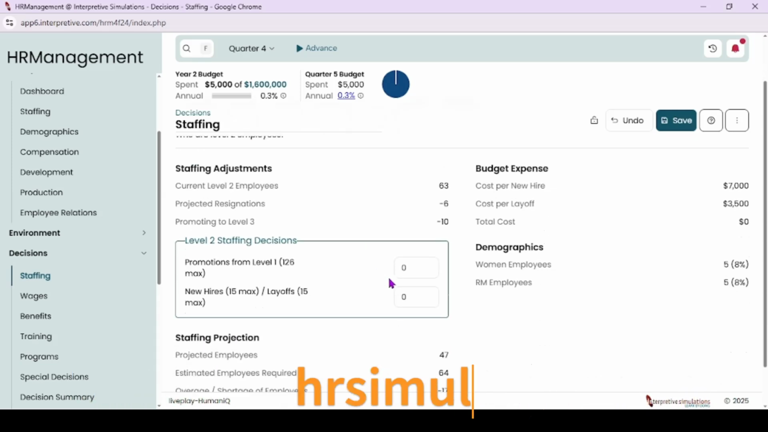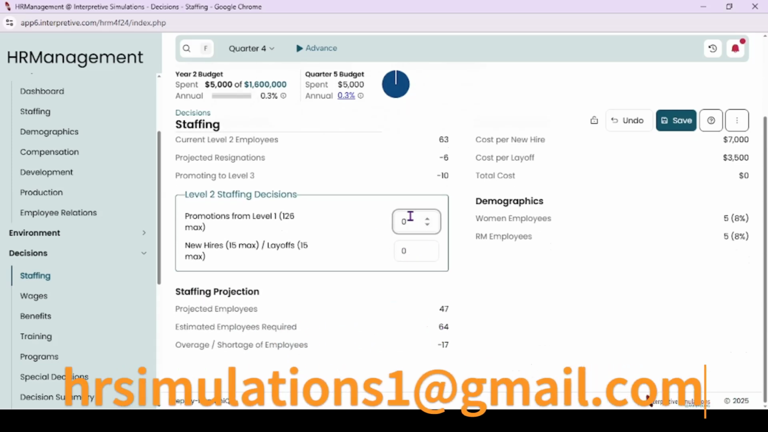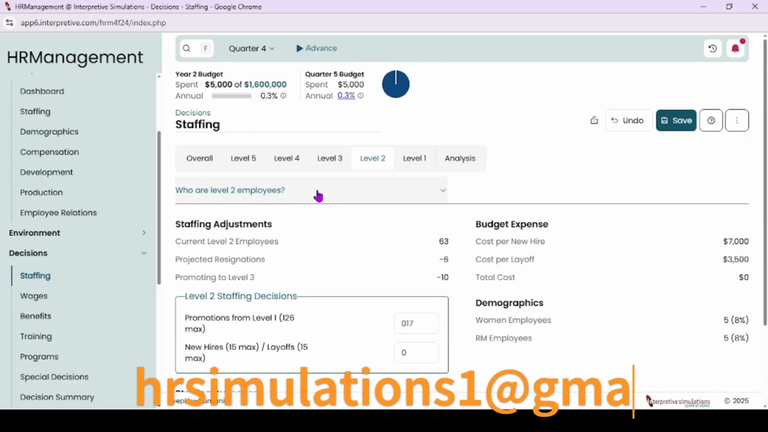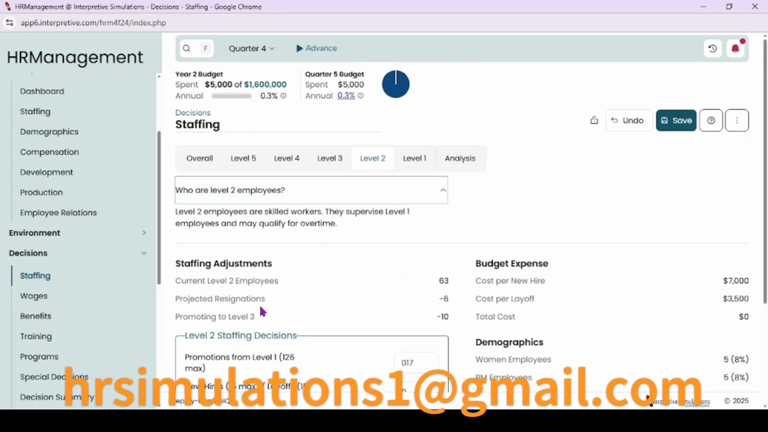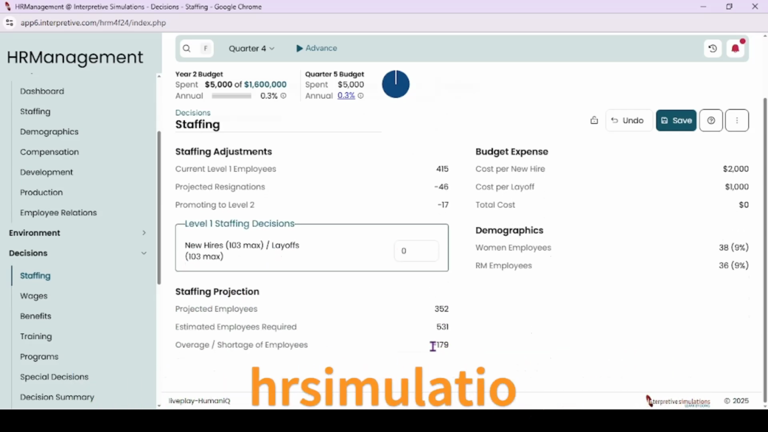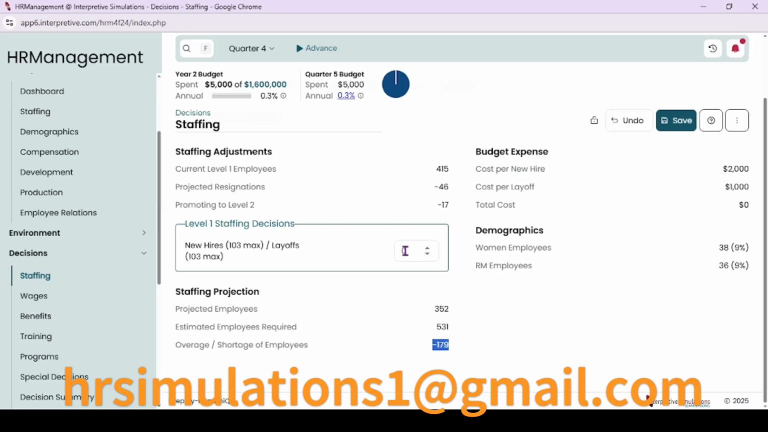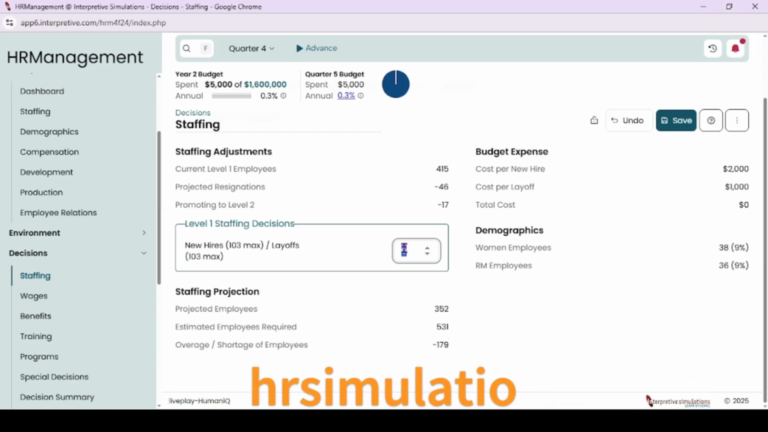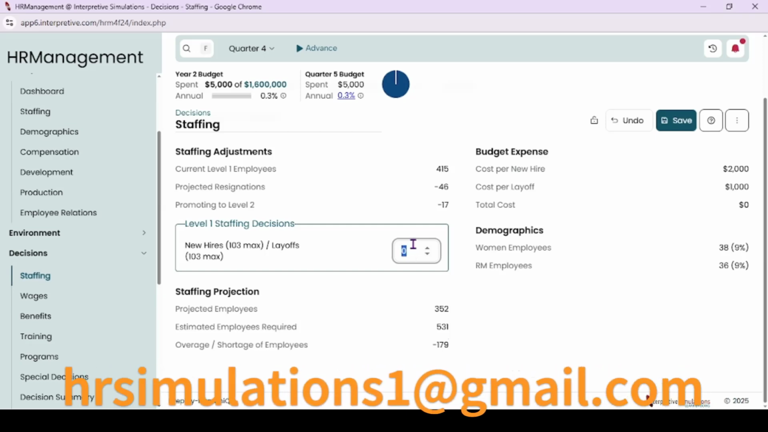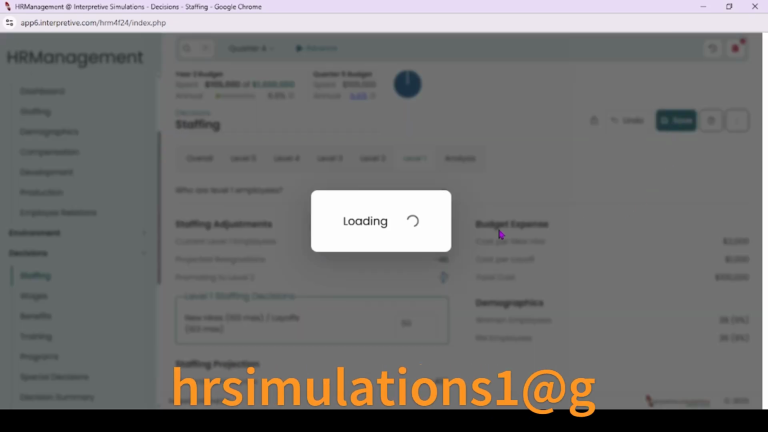Next is level 2. For level 2, we are going to hire 17 workers. And 17 workers, this means that they'll come from level 1 to level 2. So this means that they're skilled workers. For level 1, you can see that we need to hire 179 workers. We can't hire them all at the moment. We can just hire 50 of them. So after hiring these 50, we can save our decisions.